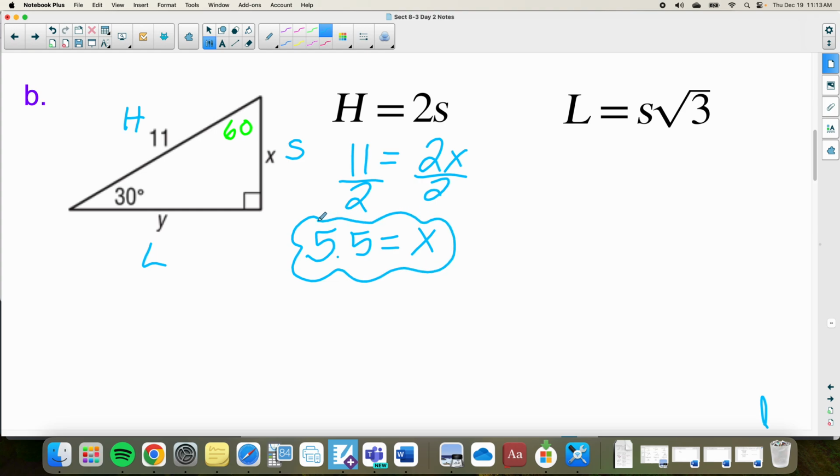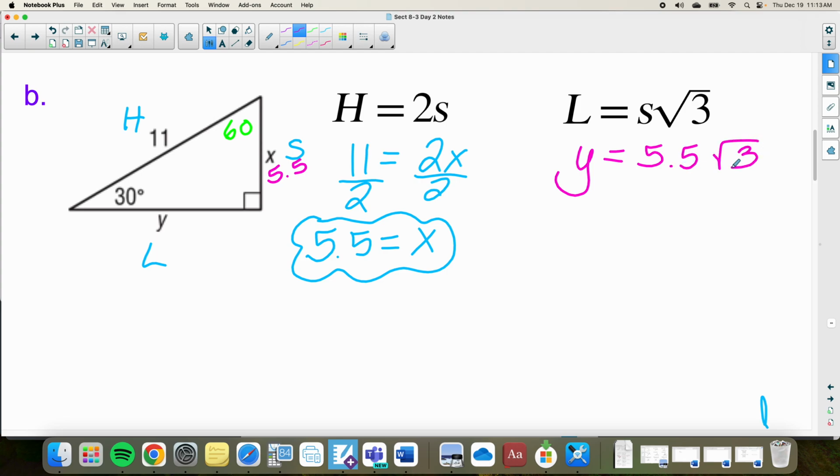Okay, you could have left that as 11/2 or 5.5. Any of those are okay. All right, now what we're gonna do is go over here, and like I said, get in the habit of putting, once you get an answer, put it back here. Then it says L, and L is our Y. S is what we just found, and that's 5.5, and then times √3.